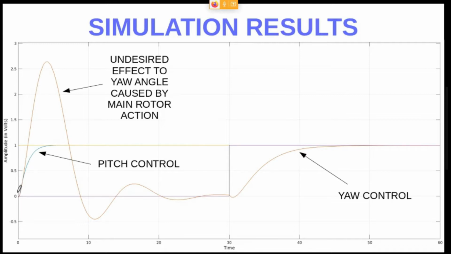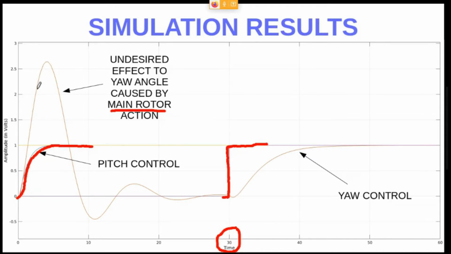So that's why something weird appears here: it's the undesired effect on the yaw angle caused by the main rotor, because the main rotor acts in order to bring the pitch angle to 1, that is the set point, right? But because it also affects the yaw angle, whose set point is 0 until t equals 30 seconds, here the set point for the yaw angle changes to 1, the same as the pitch control.